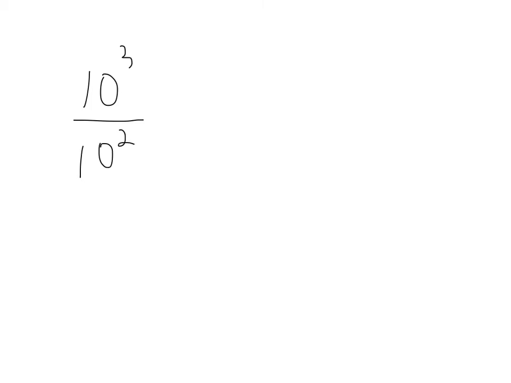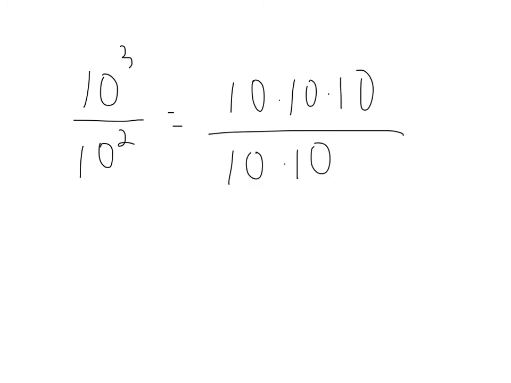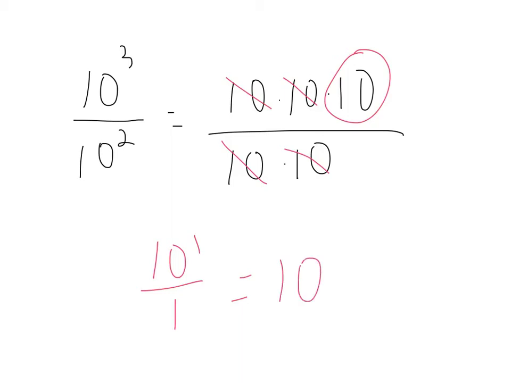Let's say I said 10 to the 3rd divided by 10 to the 2nd. Well, what does that visually look like? That would look like 10 times 10 times 10 divided by 10 times 10. And like I was saying before, we can cross them off if they cancel each other out like that. That leaves me with just a 10 on top, which is like 10 to the 1st. So it'd be 10 to the 1st over 1, which simplifies to 10.